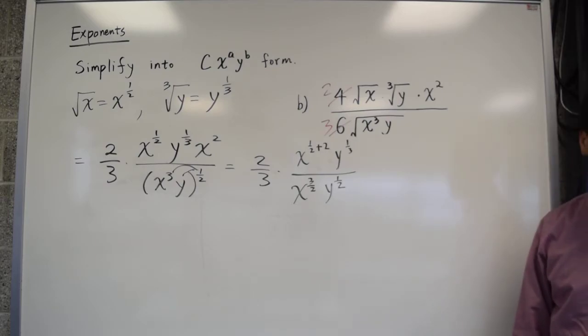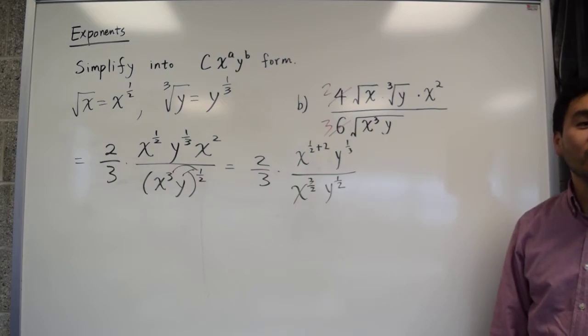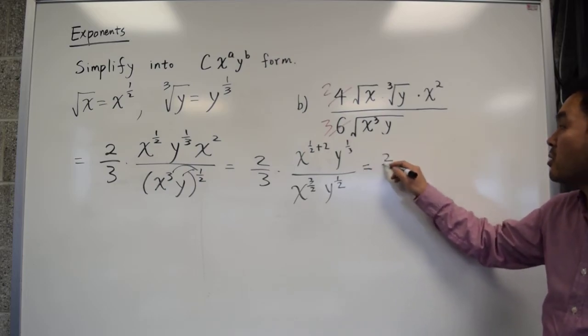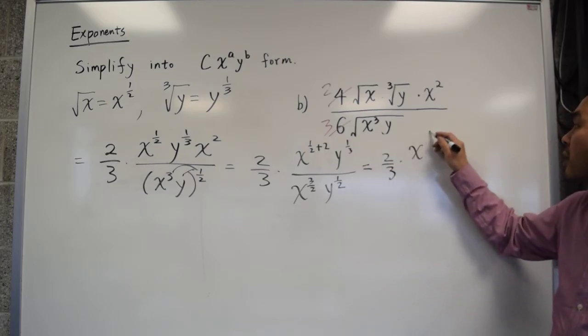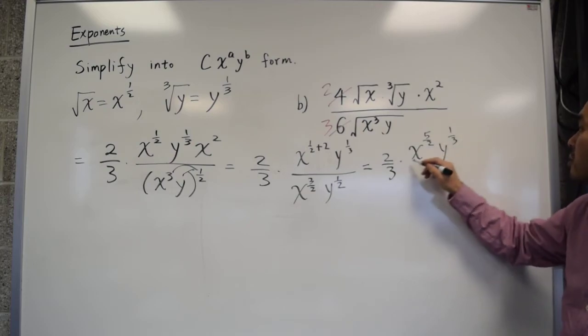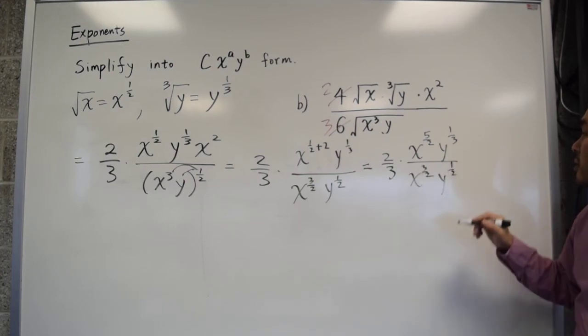What is 2 plus 1/2? 2 is 4 over 2, so it's 2 and 1/2. Oh, no, we don't use mixed fractions in pre-calculus. Yeah, 5 over 2, right? So this is 2/3 times x to the 5 over 2, y to the 1/3, over x to the 3 over 2, y to the 1/2.